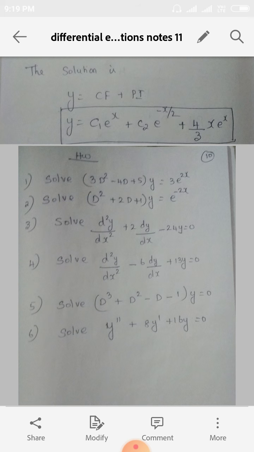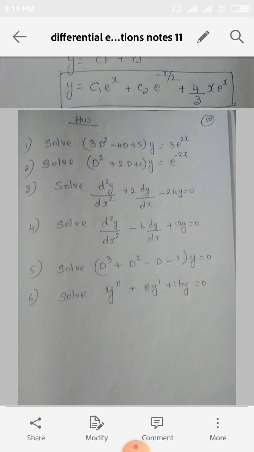And see the fifth sum. The fifth sum is third order. So we get D cube plus D square minus D minus 1 of y is equal to 0. So we get a third-degree equation. So we get 3 roots. Check whether the 3 roots are real and distinct. If the roots are real and distinct, what is the complementary function? Simply it is c1 e power m1x plus c2 e power m2x plus c3 e power m3x. That's all. If the roots are real and equal, what is the complementary function? c1 plus c2x plus c3x square, into e power mx.